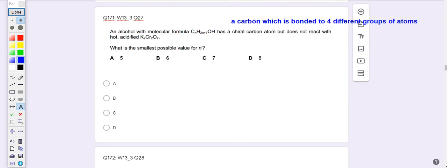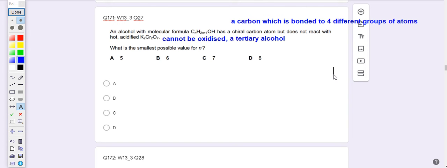Then also, it does not react with hot acidified K2Cr2O7. Cannot be oxidized. What type of alcohol cannot be oxidized? A tertiary alcohol. So we are looking for a tertiary alcohol which has a chiral carbon.